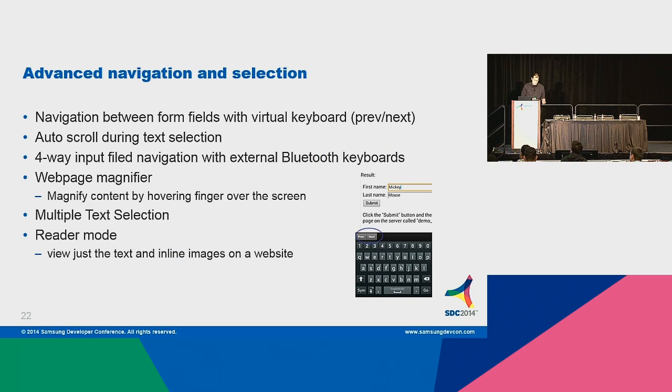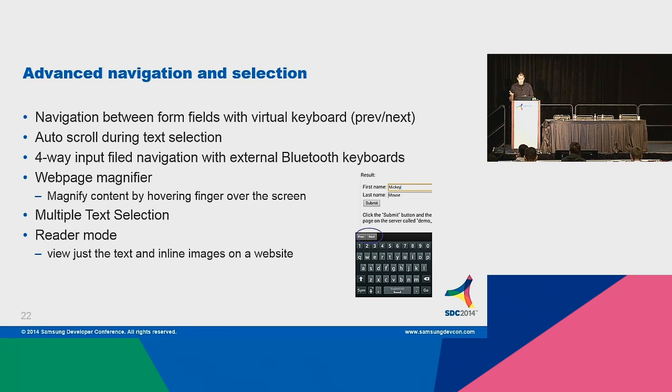One of the areas that we're really focusing on is how the user interacts with the web page within the browser. One of the unique features we have is a little magnifier that helps you touch on various sections of the page. We are capable of doing multiple text selection within one page. That means that a selection doesn't have to be continuous. Another unique feature that we have is a reader mode. So consumers can just read the text and inline images on the web page without a lot of the distractions that are going on the page.